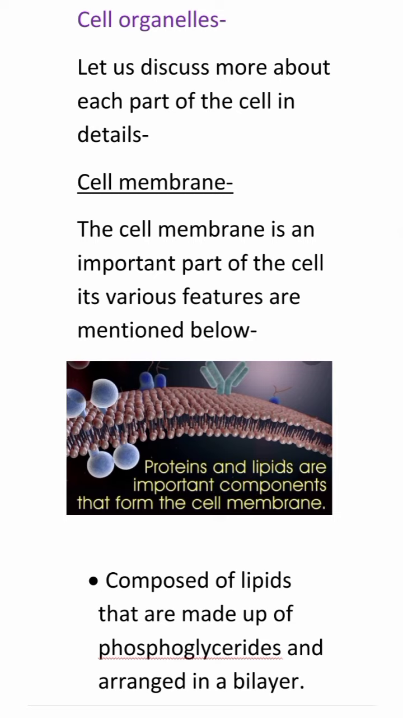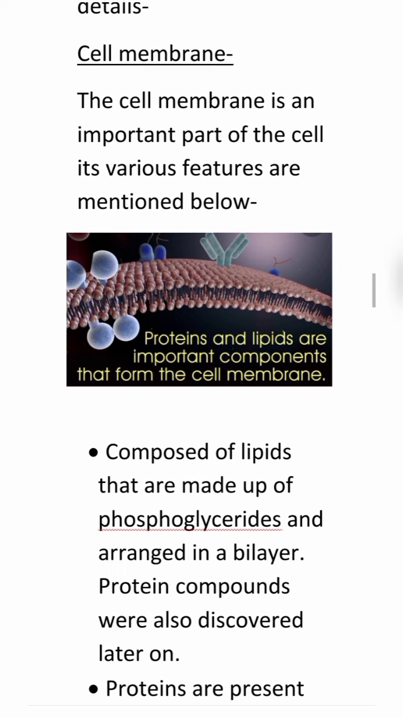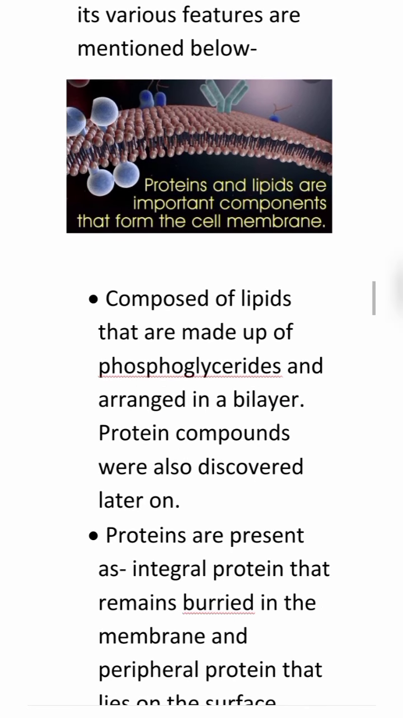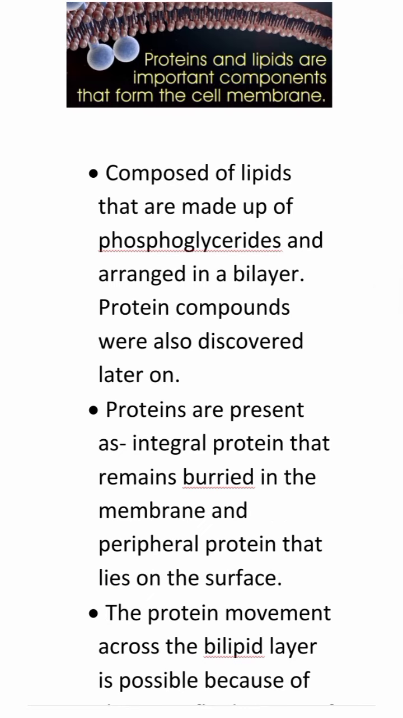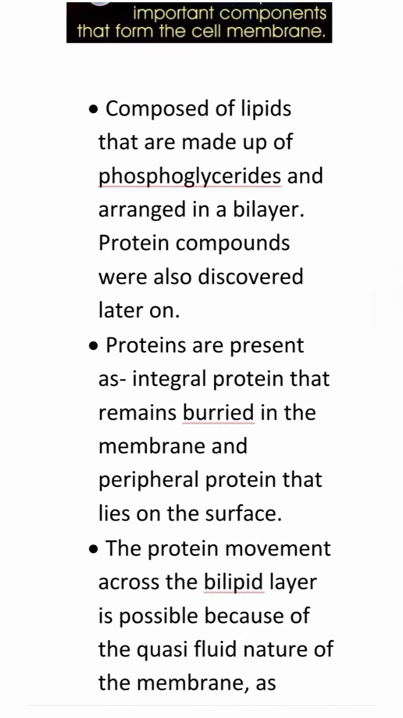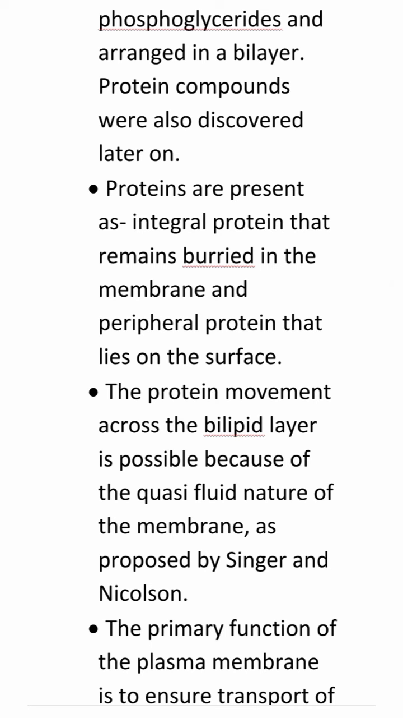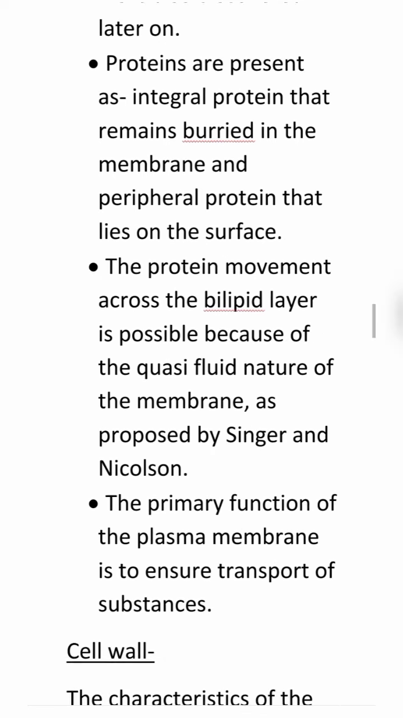Cell membrane. The cell membrane is an important part of the cell. Its various features are mentioned below. This is the diagram of the cell membrane's macroscopic structure, composed of lipids made up of phosphoglycerides arranged in a bilayer. Protein compounds were also discovered later on. The proteins are present as integral proteins that remain buried in the membrane and peripheral proteins that lie on the surface.